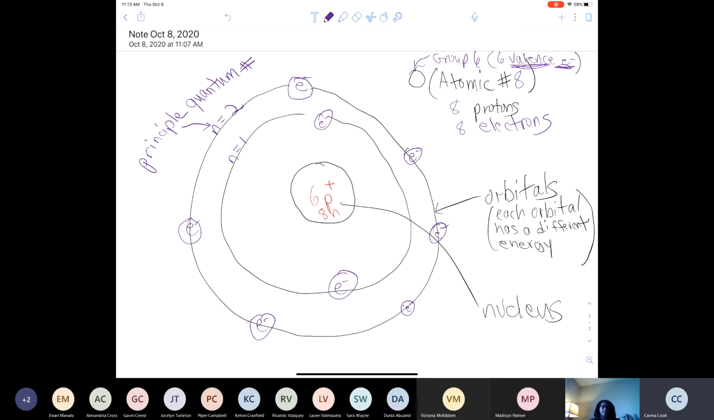So these 6 valence electrons are going to have a higher amount of energy than the 2 inner electrons that are closest to the nucleus, because those inner electrons are going to feel the force of that positively charged nucleus more than those electrons residing in the outermost energy level.